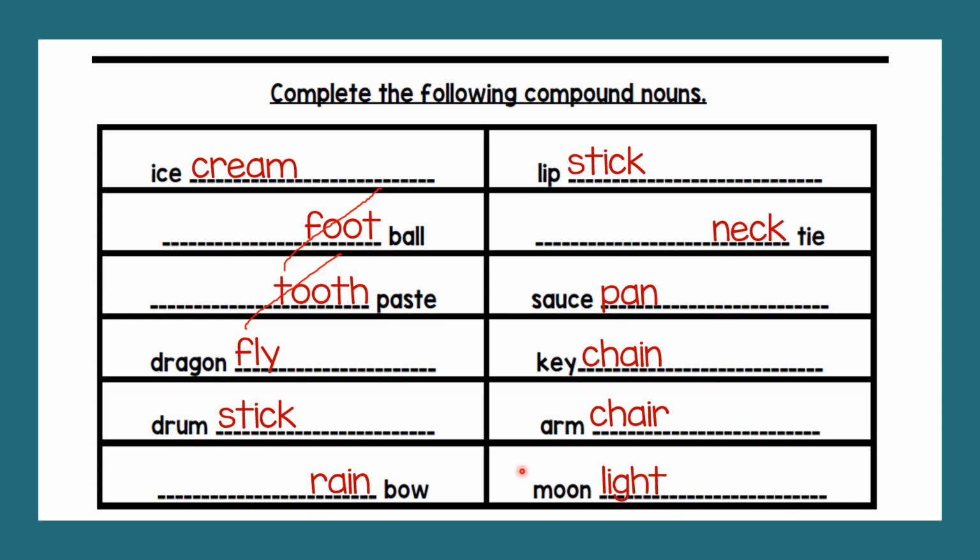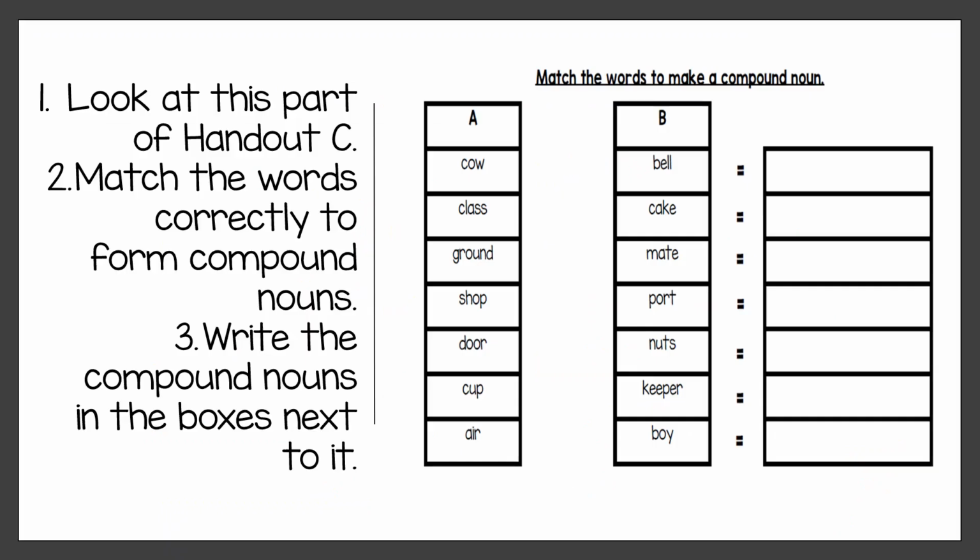Okay, remember to tick your answers. If you got all correct, you can always put a star to remind yourself that you got all correct. Well done. Look at this part of handout C. You are going to match the words correctly to form compound nouns. Match padankan from column A to column B and then write the compound nouns in the boxes next to it.